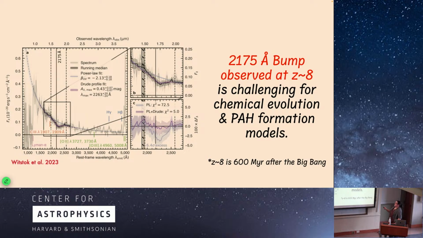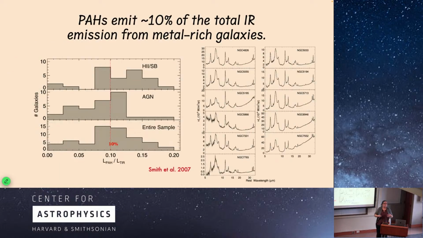In addition to the extinction, the inverse of that, when they absorb all these photons, PAHs re-radiate a large portion of the infrared emission from galaxies. Around 10% of the total infrared comes out in the PAH vibrational bands. You can see these beautiful features in the spectra from the SINGS sample here.